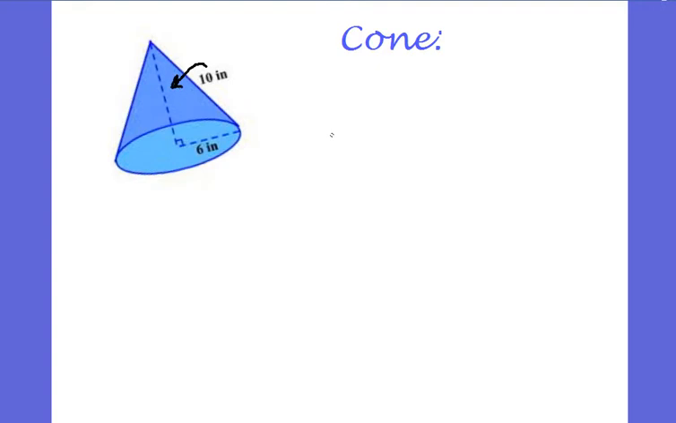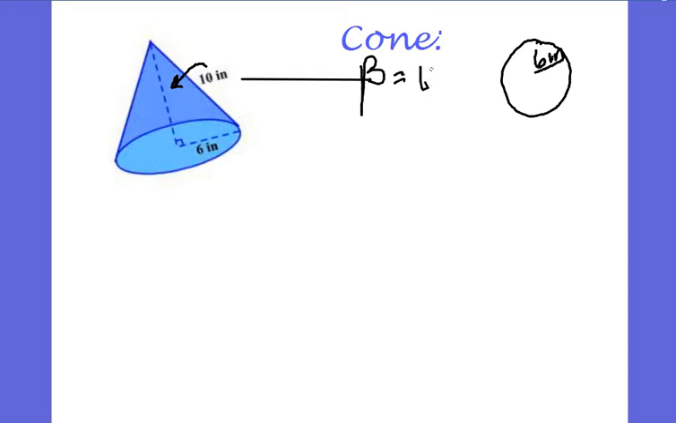With a cone, we're going to treat this like a circular pyramid. So first things first, to find the area of the base, we have to find the area of a circle with radius of 6 inches. So area of my base, again, is going to be pi r squared, which is pi times my radius of 6 squared. 6 to the second power, remember that's 6 times itself. That's going to give me 36 pi.